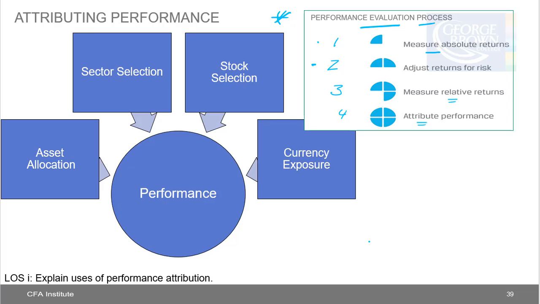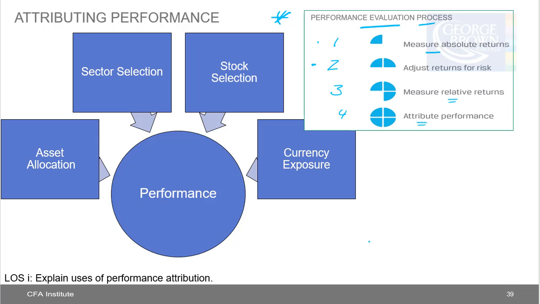We had the Sharpe ratio, return of the portfolio minus risk-free rate divided by portfolio standard deviation. We had the Treynor ratio, which had the same numerator, return of the portfolio minus risk-free rate, but we're dividing by the beta. And then also we looked at Jensen's alpha. That's not included in the curriculum.